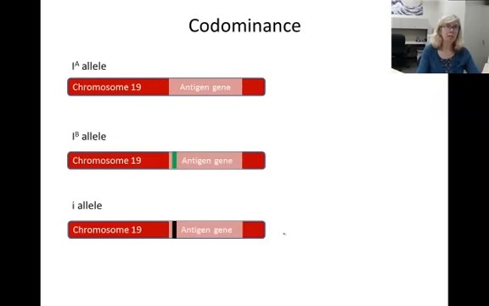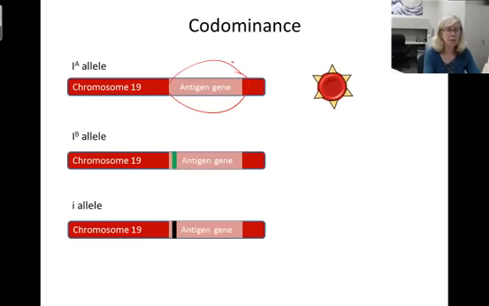Codominance is often confused with incomplete dominance, but they're actually quite different. Let's look at codominance in blood type. There are three different alleles in the ABO blood type gene. In the A allele, the gene codes for a protein that adds one type of carbohydrate to the membrane of a red blood cell. The B allele has a mutation so that it codes for a different protein that adds a slightly different type of carbohydrate to the membrane of the red blood cell.